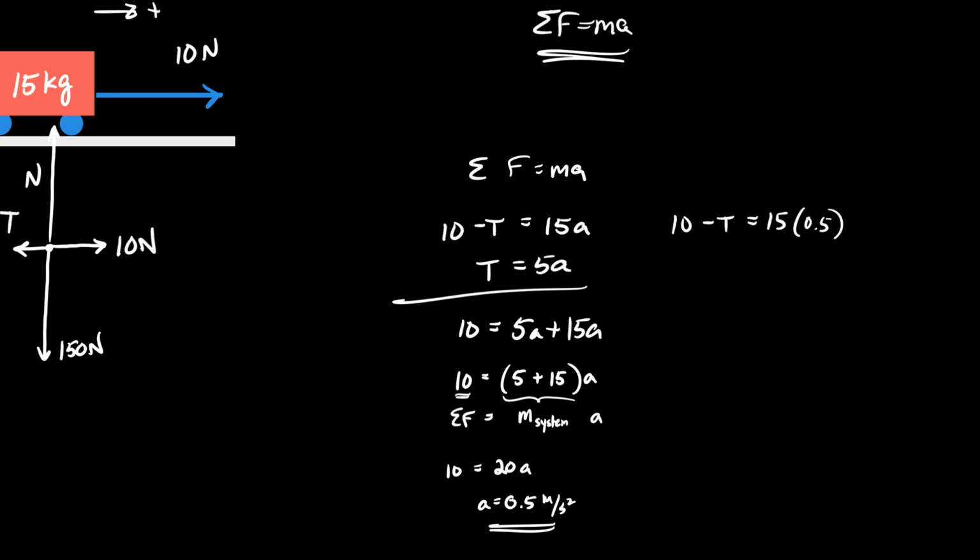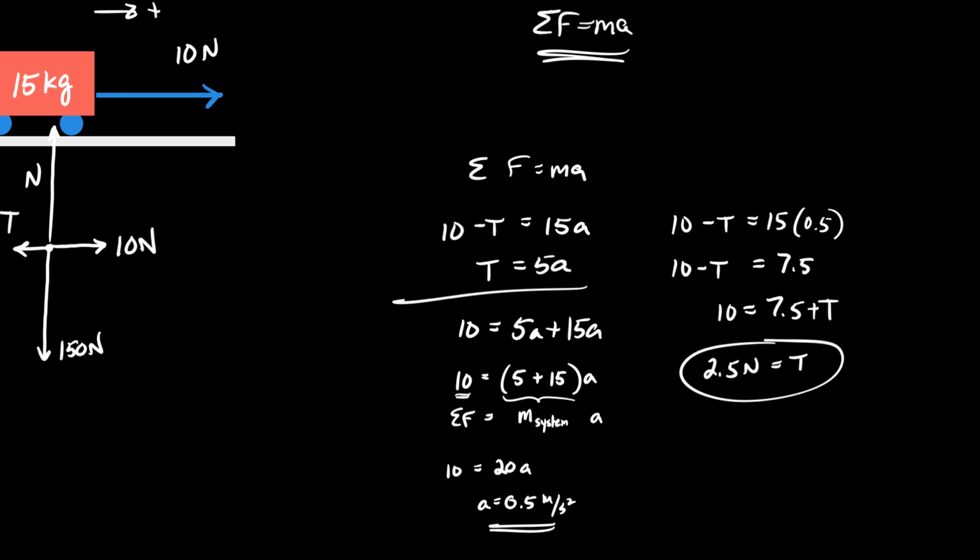So this is one way to find the answer. It's the more complicated way, but we'll do it first. 0.5 times 15 is 7.5. Add T to both sides. Subtract 7.5. That's what I would expect the tension to be.